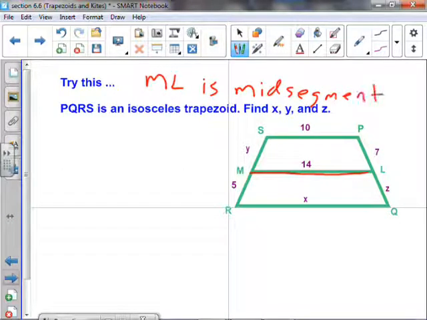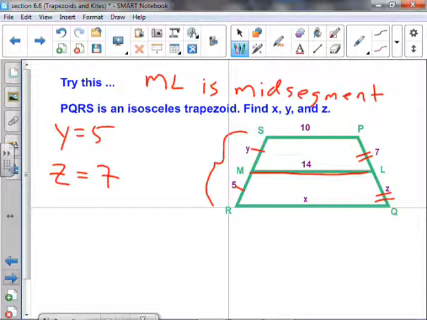Because otherwise, there's a lot of this that we can't actually do. Okay? But I'll tell you, ML is the mid-segment. And so I know that Y and 5 must be the same. 7 and Z must be the same. So, very quickly, I can say Y equals 5, or Z equals 7. And notice, this length right here is 10. This length right here is 14. They are not the same, and that doesn't really matter because the only way they would be exactly the same is if you have an isosceles trapezoid, which I do.